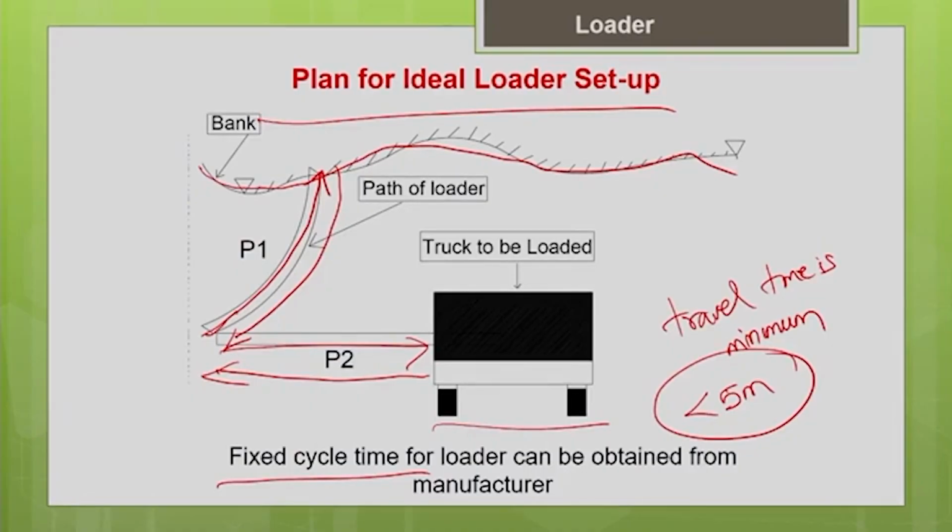That is why you can take the fixed cycle time directly from the manufacturer, based upon the bucket capacity of your loader. That itself will give you the total cycle time of the loader when the travel distance is negligible, that means when the truck is placed very close to the loader, say within 5 meters.